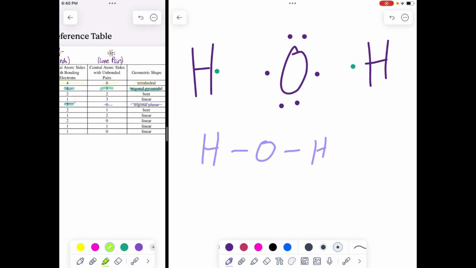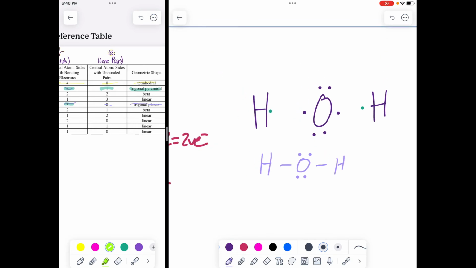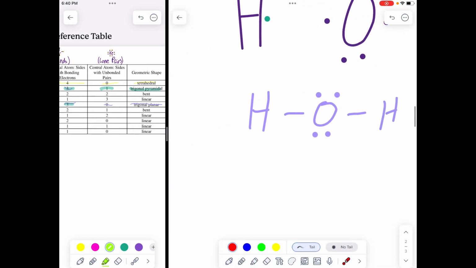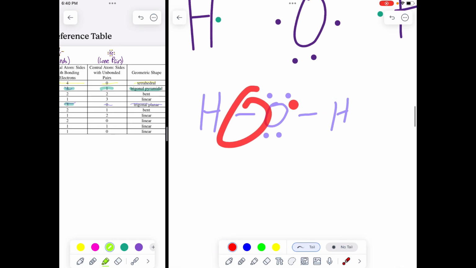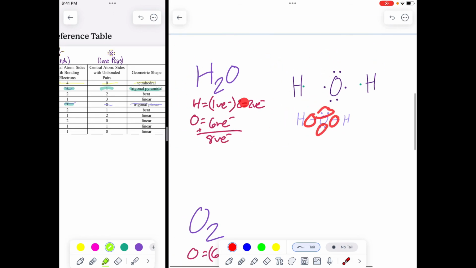So now I'm rewriting my Lewis structure. And here in this Lewis structure, there are 2 valence electrons for each hydrogen. So each hydrogen has its octet filled, and then oxygen has 2, 4, 6, 8 valence electrons. So oxygen has a filled octet.